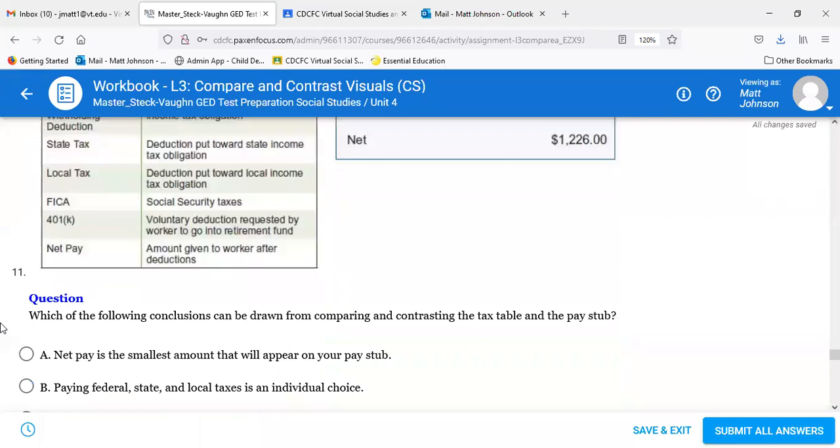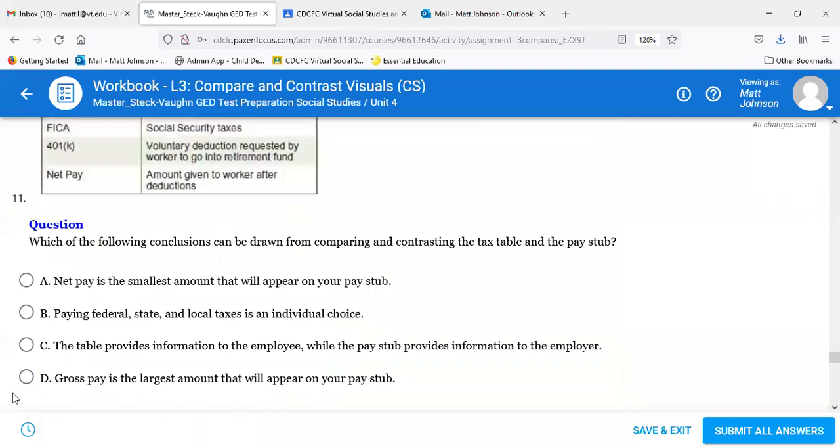And 11, how about back to Nakia? Would you like to take 11 for us? Did you say me, Matt? Yeah, would you mind reading 11?